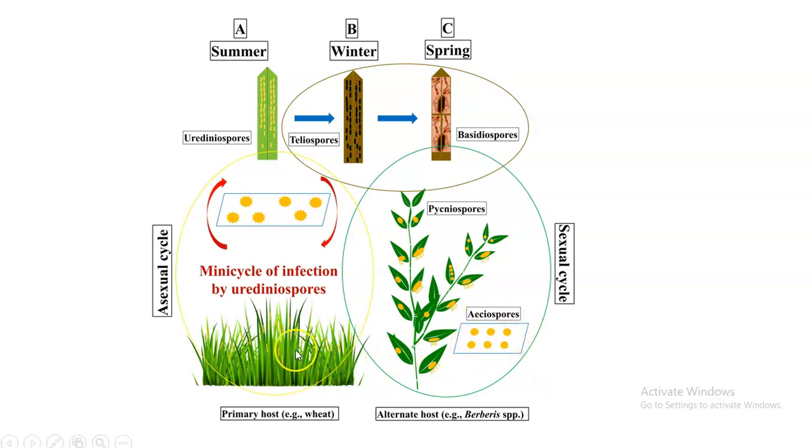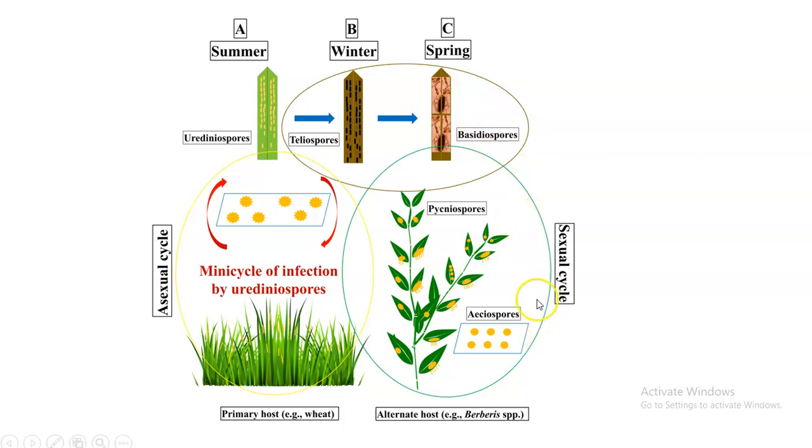Then aeciospores, during the summer season, will be moving to the wheat plant, and that will be forming urediniospores. Aeciospores will be forming a germ tube during germination, that will be giving rise to uredosori. Okay, so this is the asexual cycle. Here you will not be seeing any fusion of the mycelium.